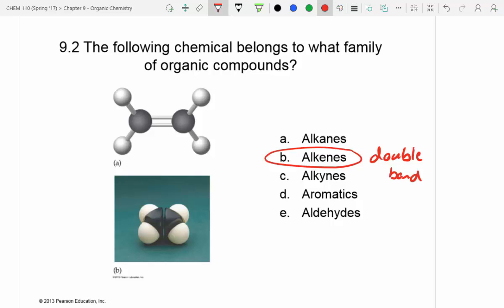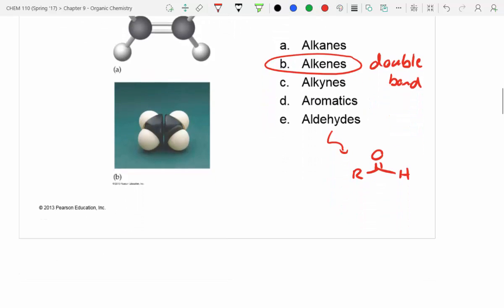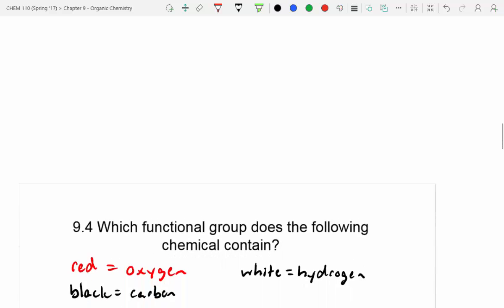And aldehydes, what are aldehydes? This is where we had that R group, carbonyl, and then a hydrogen directly attached, so it most definitely doesn't look like that, right? So in this situation, alkenes would be the best answer. Right, let's do another one.